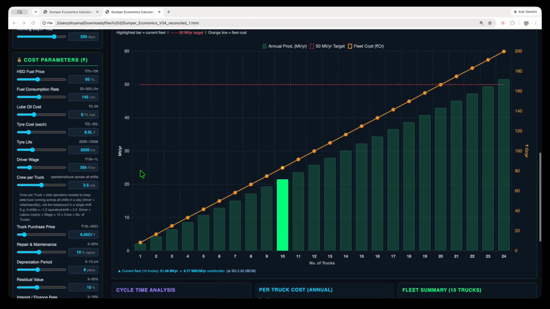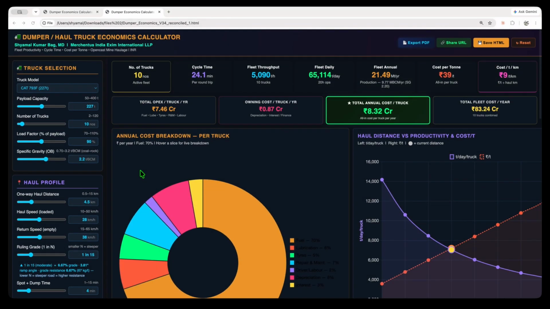The layout follows one logic: inputs on the left, results on the right. Up top, 7 live KPI cards: number of trucks, cycle time, fleet throughput, fleet daily, fleet annual, cost per ton per kilometer.